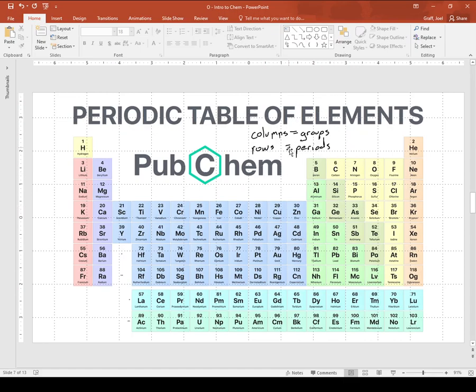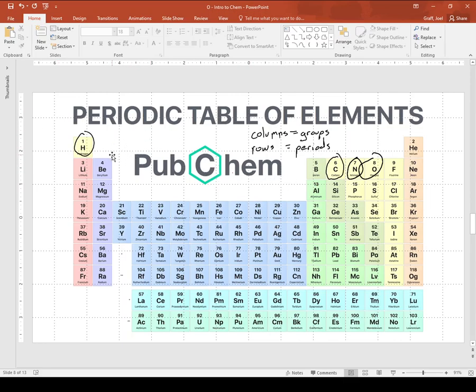But anyway, we've got columns as groups, and then the rows are going to be called periods. And when we learn about how electrons float around the atoms, we're going to see that the periods have something to do with how many shells of electrons we have to deal with. Electron shells are a more complicated topic than I'm going to leave you with the impression of, but the thing to know is that for our purposes, we're just going to deal with some of the lighter elements.